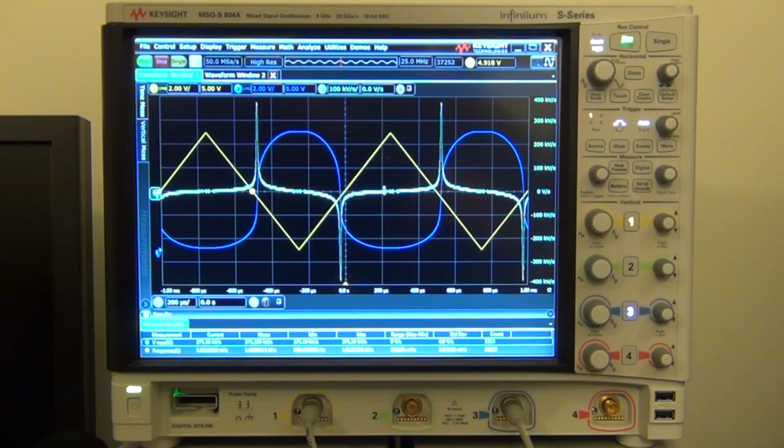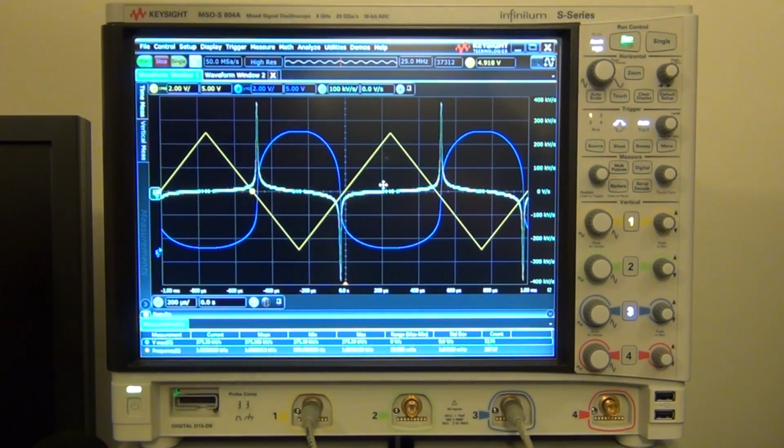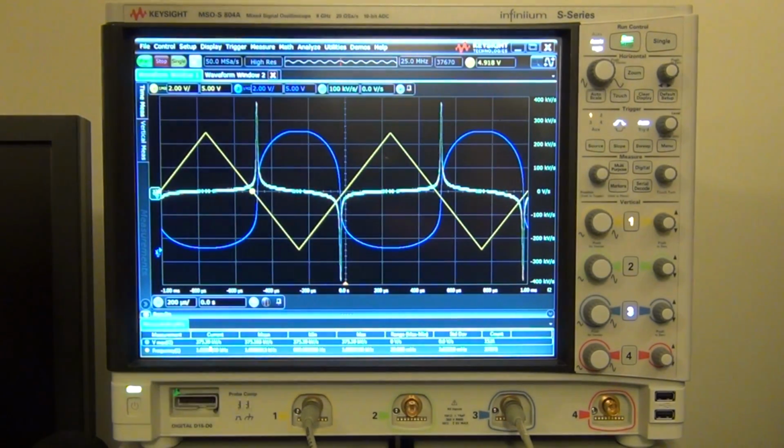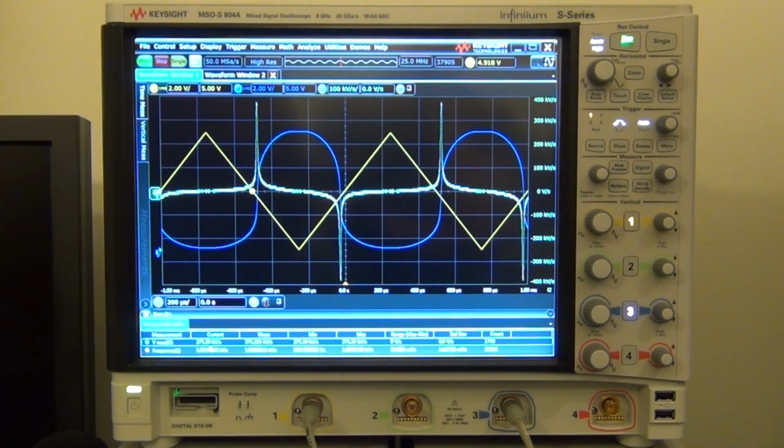Now the input is known to us. We know it's a 10 volt peak to peak, 1 kHz signal, so the slope is known. That's 20,000 volts per second. That's the slope of the input. And the slope of the output, the instrument is calculating, and it has a maximum value of 375,000 volts per second. And if I divide those two numbers, I get almost exactly 18.8 volts per volt, the gain of the CMOS inverter at that transition point. So let's take all this data back to the computer and take a look at it.